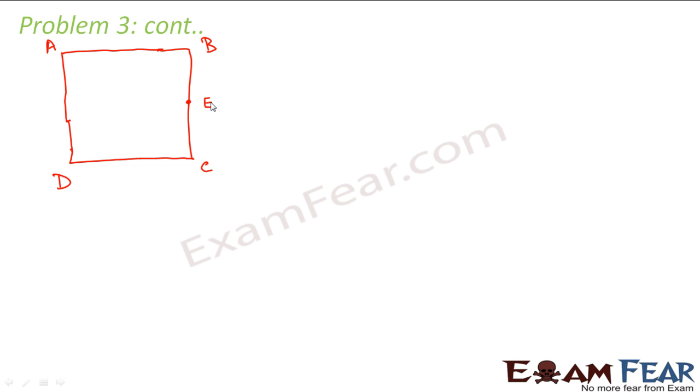So for this we will have to draw the diagram again. Let us suppose this is my square ABCD. The question says that E is the middle point of BC.